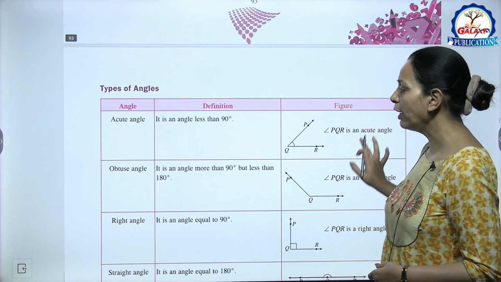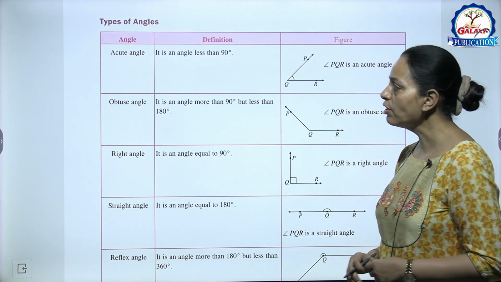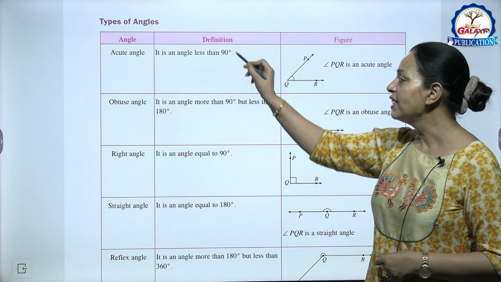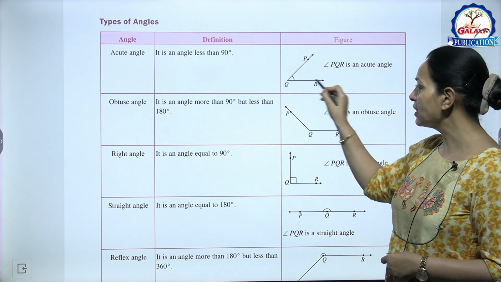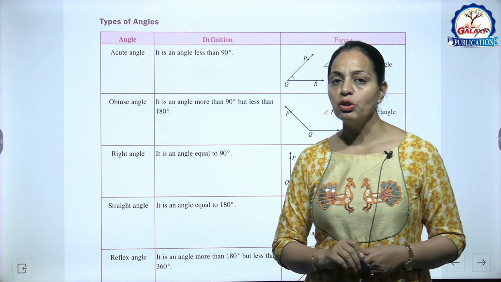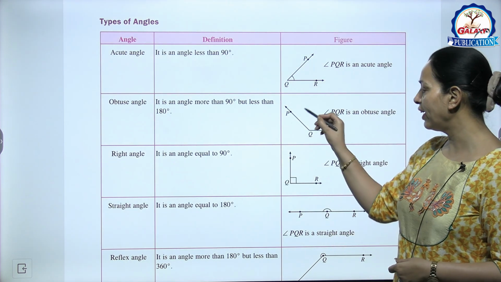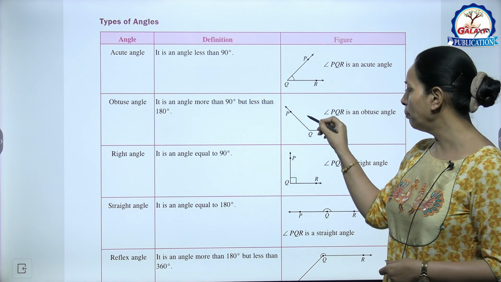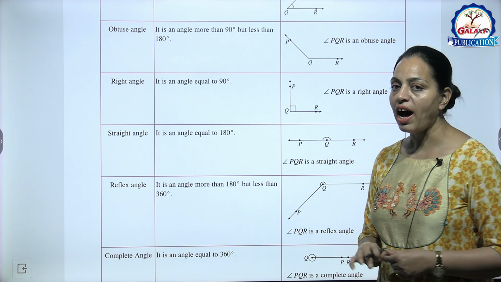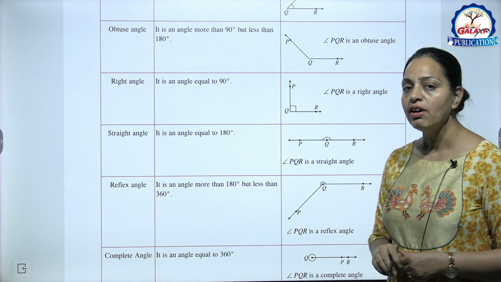Now the next is types of angles. Here angles, here definition, and here figure. The first one is acute angle, meaning the angle which is more than 0 degree and less than 90 degree. So how can we represent it? Like this. So here angle PQR is an acute angle. The next is obtuse angle, which is more than 90 degree but less than 180 degree, like this. So this is an obtuse angle PQR, right? The next is right angle. It is an angle equal to 90 degree. This is a right angle. So angle PQR is a right angle.